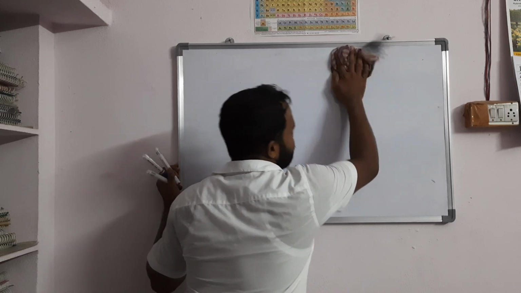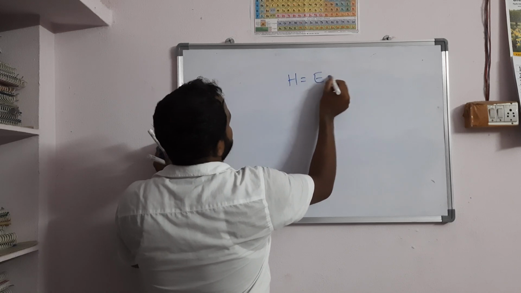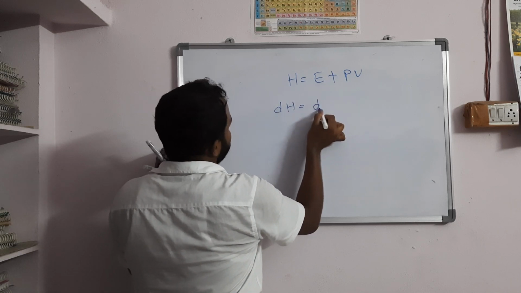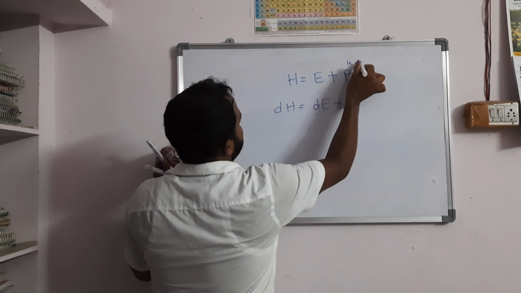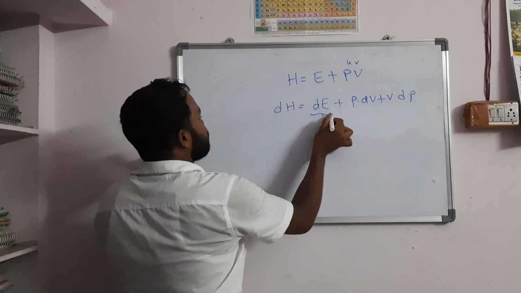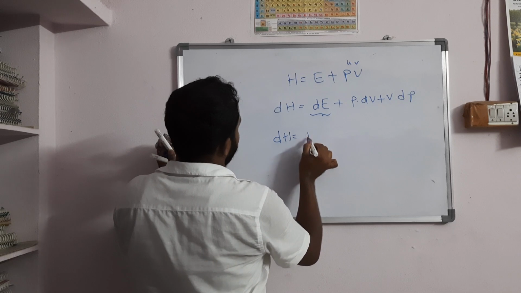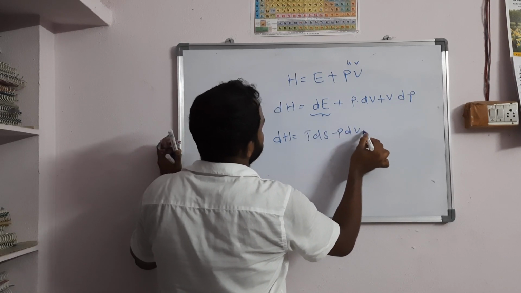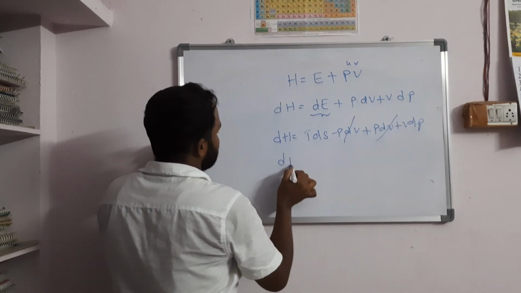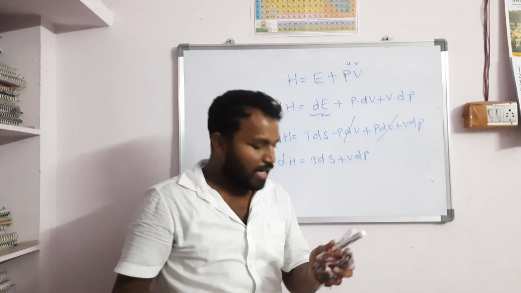We will go for the third Gibbs equation. That is H is equal to E plus PV. In the same manner you should apply: dH is equal to dE plus, applying UV, P into dV plus V into dP. Already we know that dE is TdS minus PdV. So dH is equal to TdS minus PdV plus PdV plus VdP. This gets cancelled, right? dH is TdS plus VdP. So this is the third Gibbs equation.